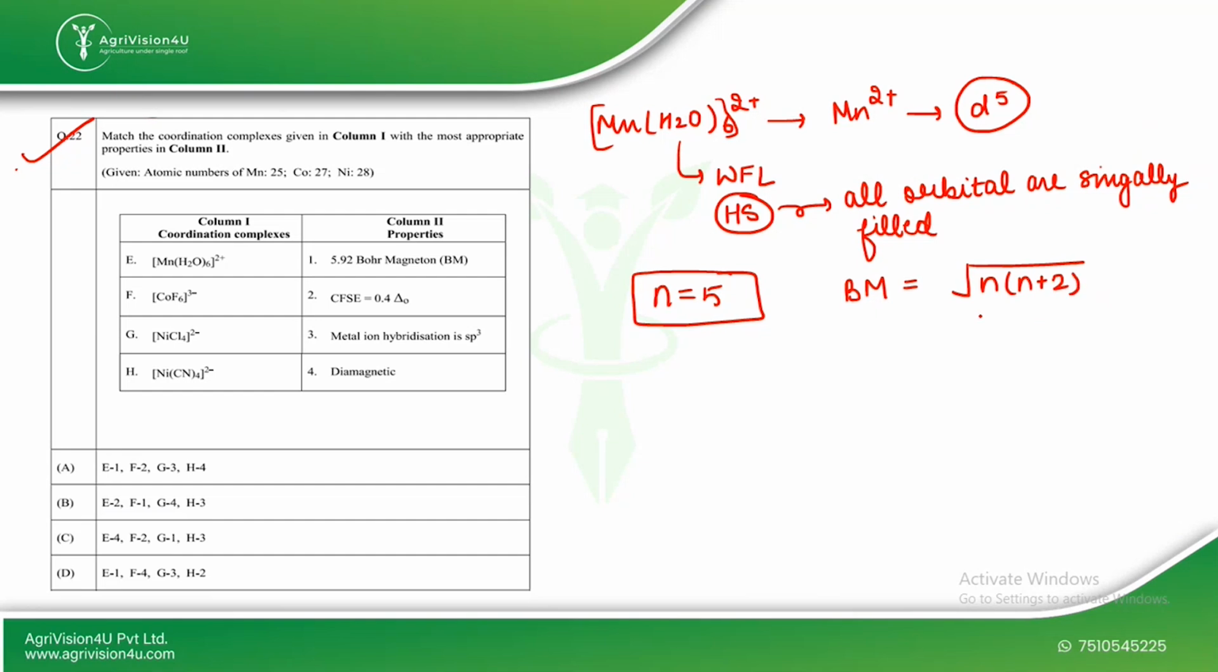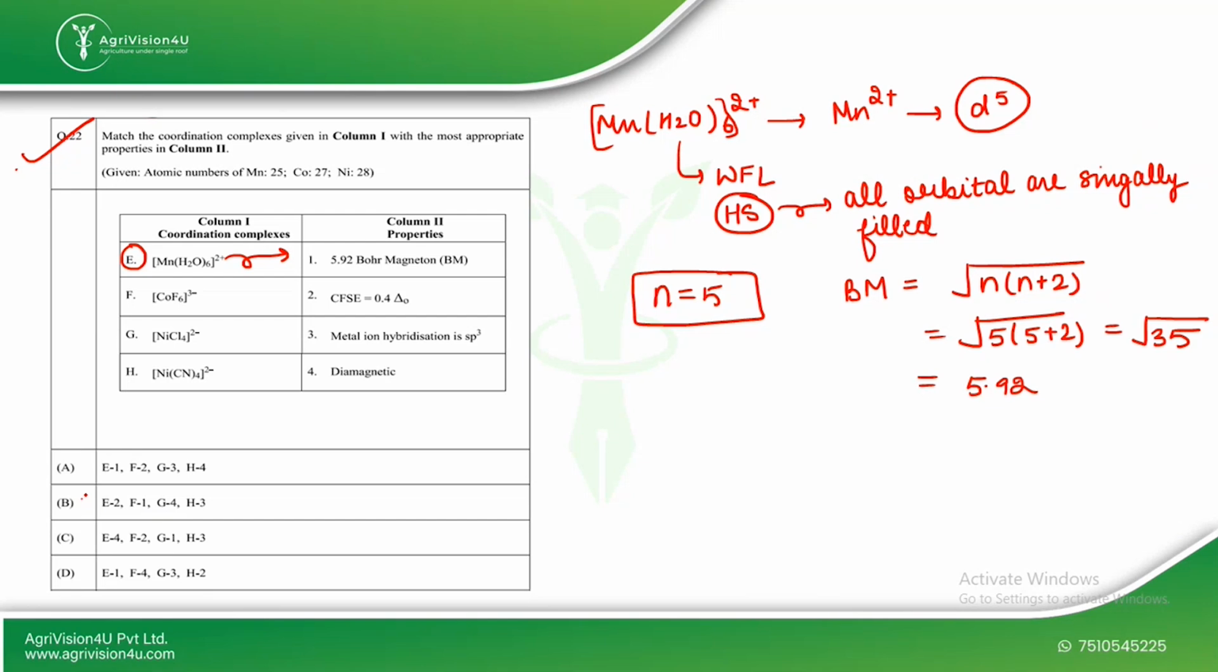And if I calculate the Bohr magneton (BM) magnetic moment, it will be under root n(n+2), under root 5 times (5+2), under root 35. Under root 35 will be around 6, that is 5.92, which means for E the correct option will be 1.